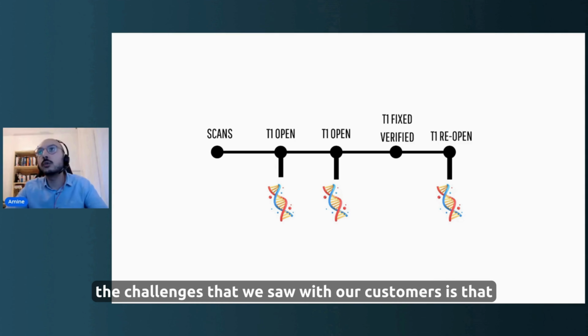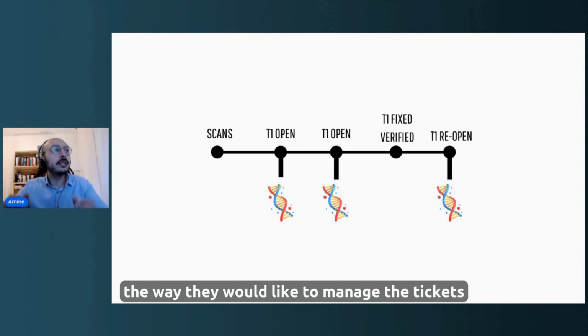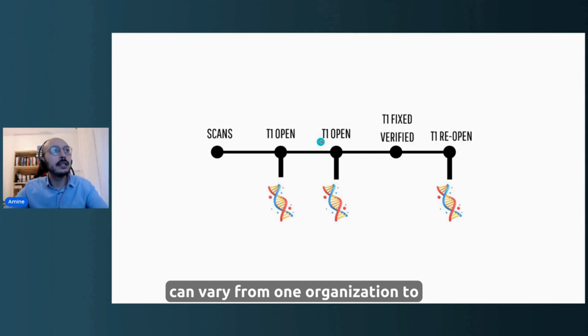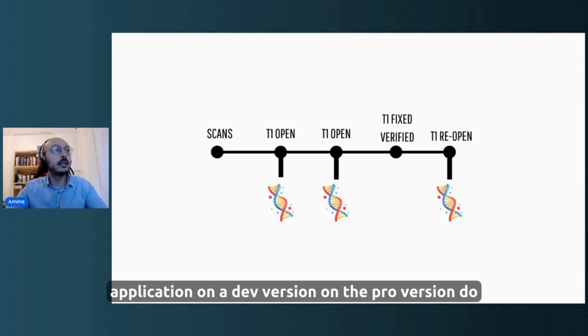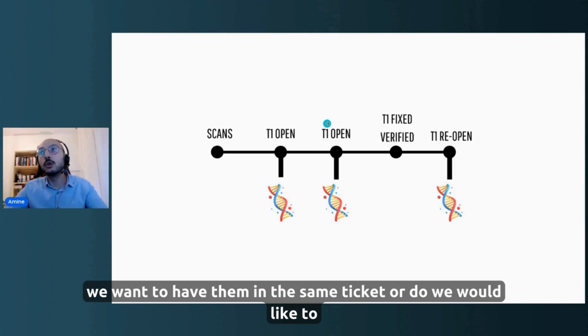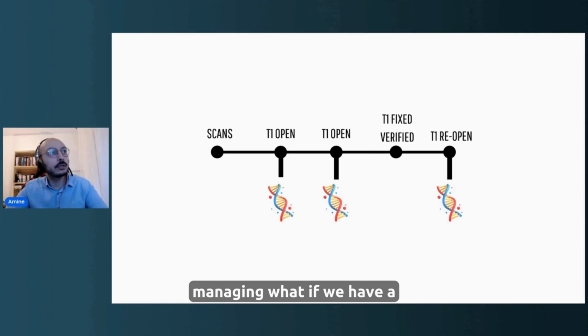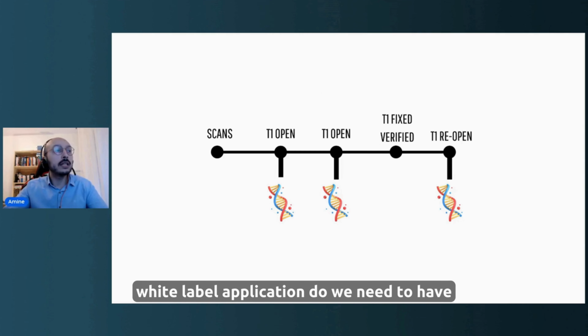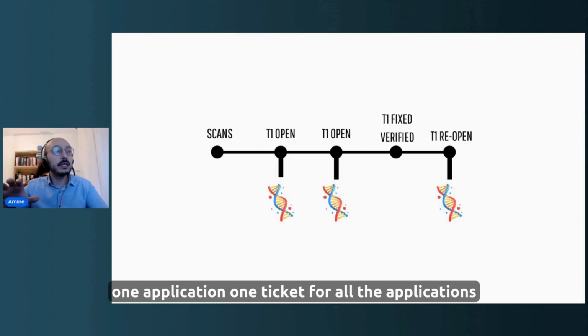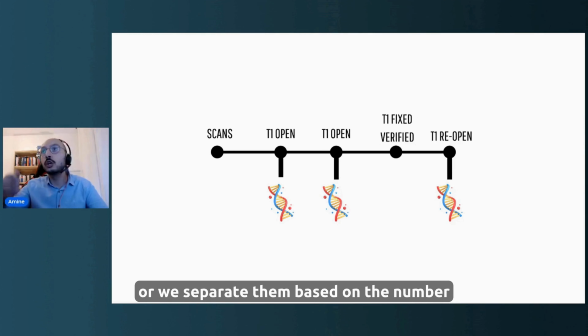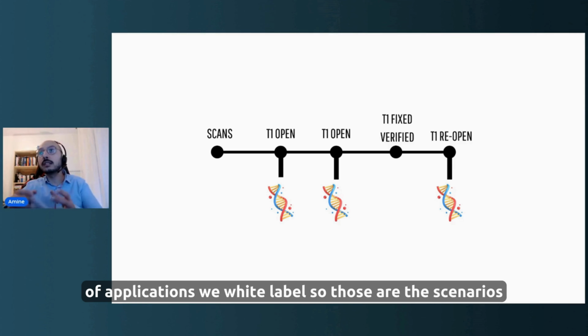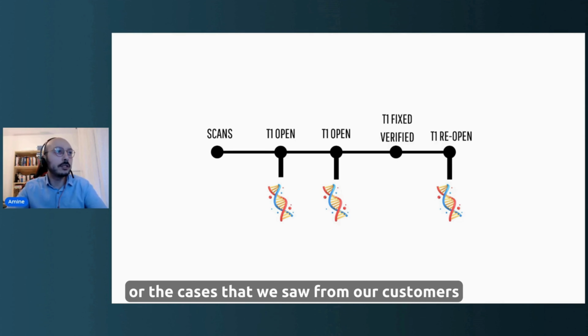One of the challenges that we saw with our customers is that the way they would like to manage the tickets can vary from one organization to another. For example, if we have one application on a dev version and a prod version, do we want to have them in the same ticket, or would we like to separate them in different tickets depending on who is managing what? If we have a white label application, do we need to have one ticket for all the applications, or do we separate them based on the number of applications we white label? So those are the scenarios or the cases that we saw from our customers.